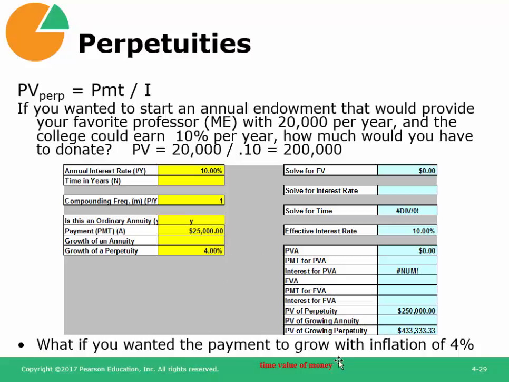What if I wanted the payment to grow with inflation? There's a growth of a perpetuity growth factor here. In that case, I would need to have invested $433,000. Again, that would provide me with $25,000 the first year, and then that amount would grow by 4% per year forever.